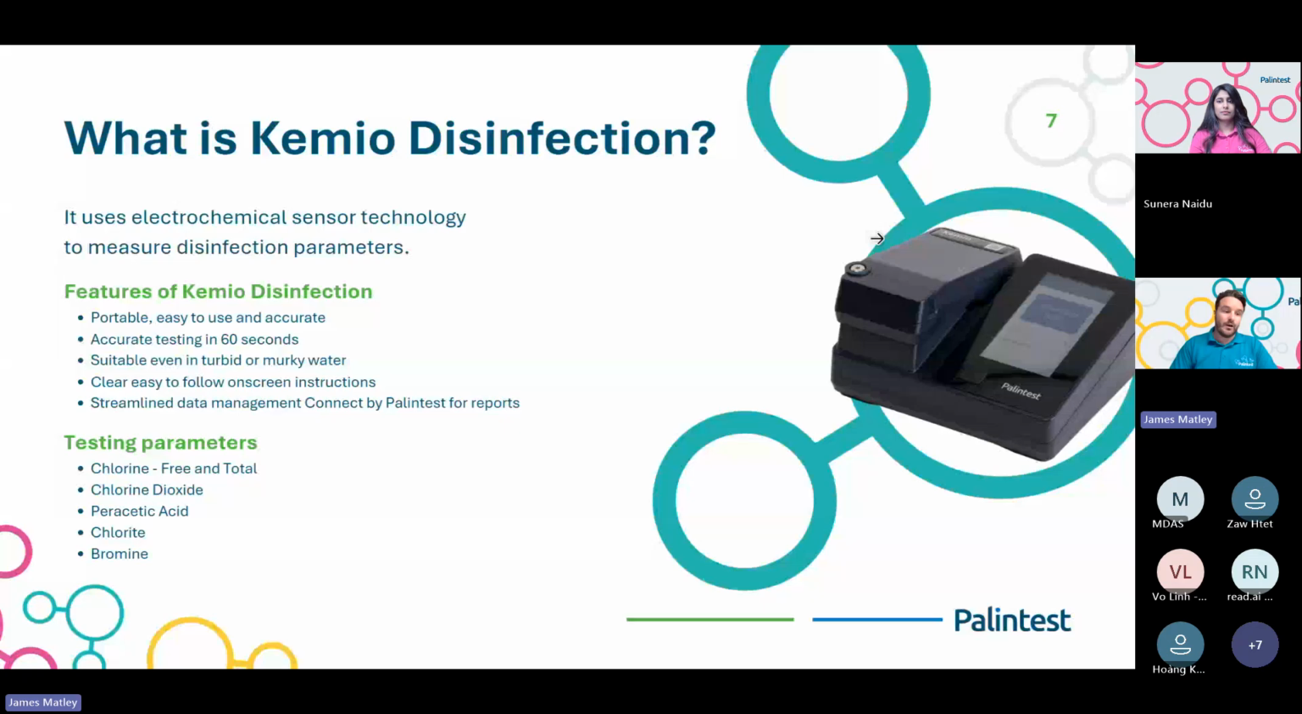So it's IP67, which means it can be around water and not run the risk of ingress. Accurate testing in 60 seconds. So you get quick testing for PAA and chlorine, allowing operators and engineers to move quickly through lines to monitor. Suitable even in turbid or murky water.